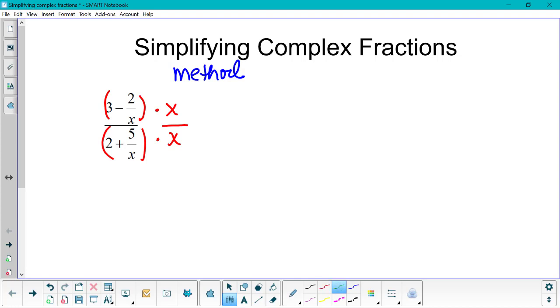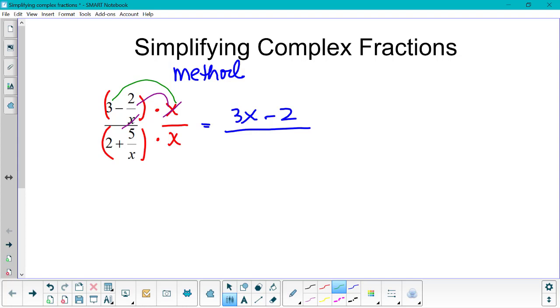So in the numerator, when I distribute the x, I take x times 3 and I get 3x. And then I take x times 2 over x. Well, what happens? The x's will divide out and I'm left with minus 2. Okay, so look what happens. Sweet, fractions gone in the numerator. I have a nice polynomial.